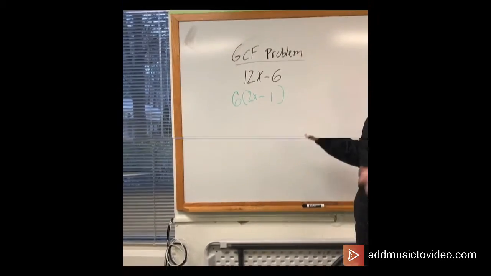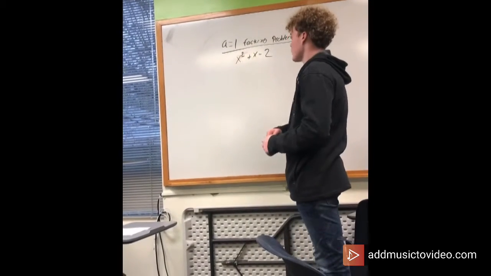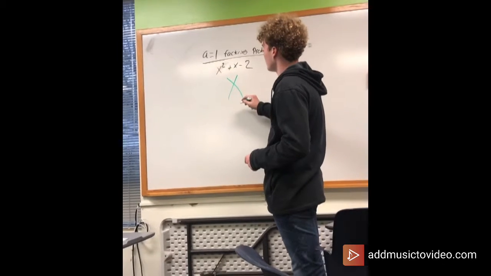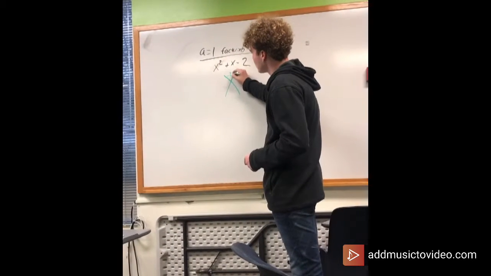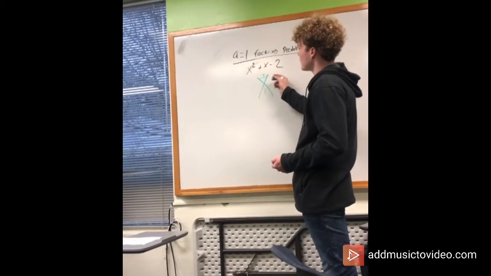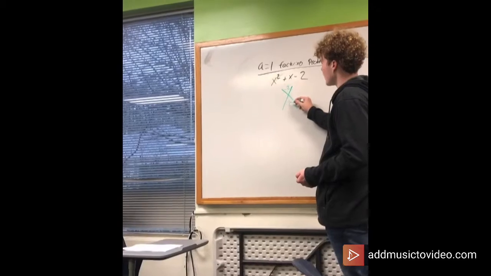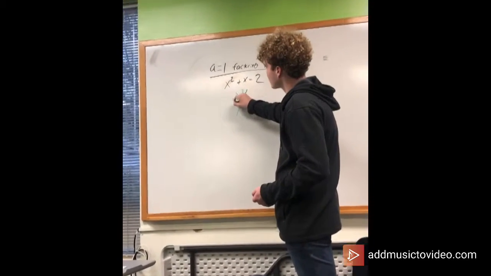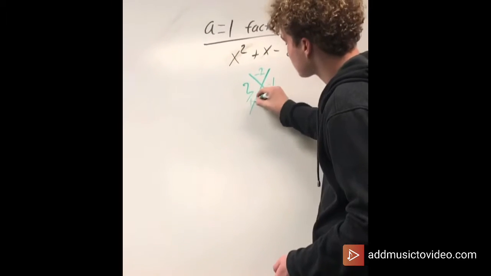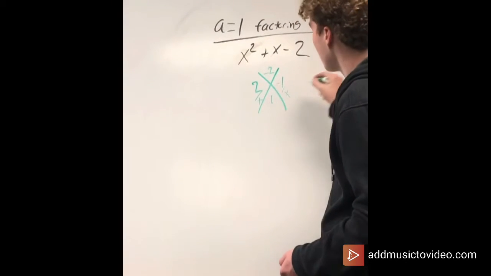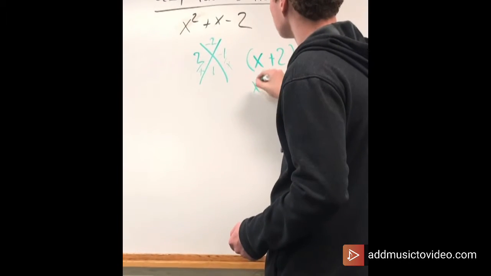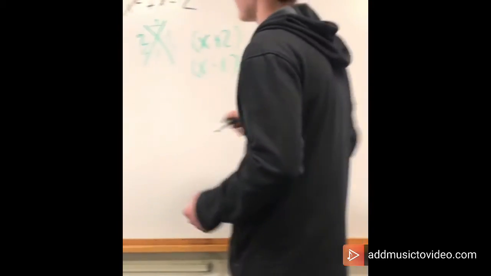And that is your answer. To factor a problem where a equals 1, first you get your problem, and then you do the x puzzle. Then you get the negative 2 up here, and the 1 right here, and then you figure out what multiplies to get negative 2 and what adds to get 1. So you would do a positive 2 and a negative 1. And then you get x plus 2 and x minus 1, because that's a negative 1. And that is your answer.